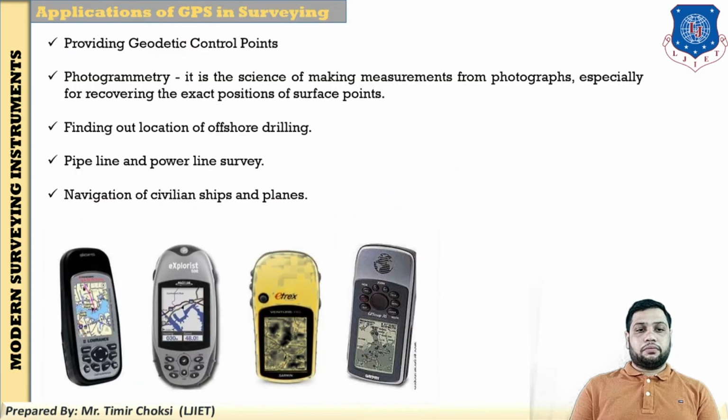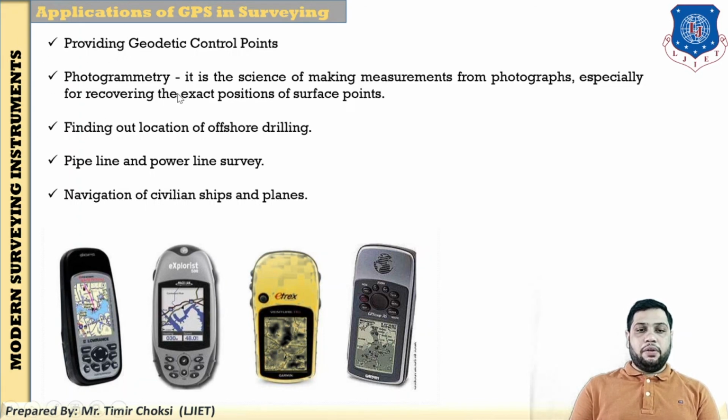Now, the application of GPS in survey. This is the most important part. Providing the geodetic control points: I have already explained that the GPS system is used in a geodetic survey, not a plane survey. So it provides the geodetic control points, like taking the triangulation points. So GPS is the most important thing.